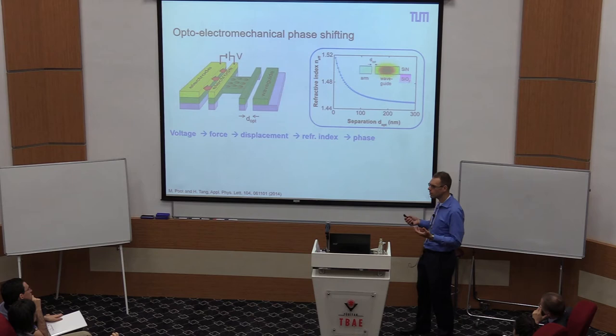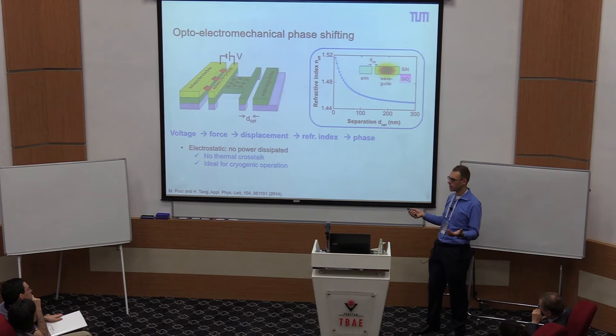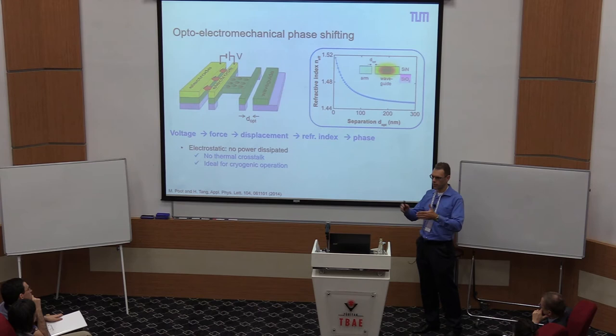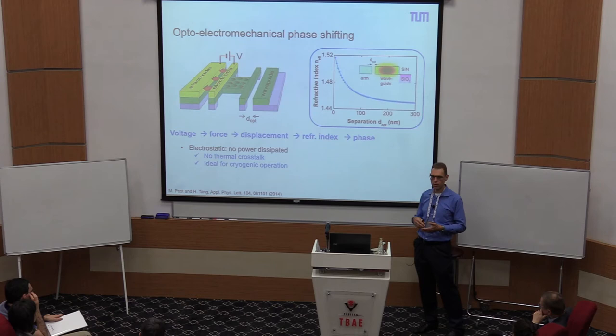But you probably know there are more devices that can shift phases, in particular using the electro-optic effect or the thermo-optic effect. So the big benefit is that this device is electrostatic in nature. We apply a voltage, but in static operation, no current is flowing, meaning no power is dissipated. So if you have many of these devices on a chip, they're not going to talk to each other, unlike if you have thermo-optic phase shifters. And this also makes them ideal for cryogenic operation. And in case you're wondering, why is that important? Well, I think that will become clear in the second part of my talk.